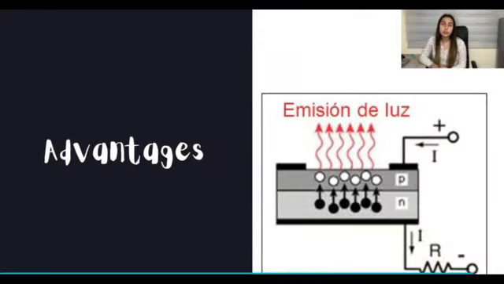Advantages. 1. Long life. 2. Low power consumption. 3. High efficiency. 4. Reduced dimensions. 5. Immediate light when switched on. 6. Higher resistance to shock or vibration. 7. Wide range of resistance to temperature variation. 8. No UV or IR radiation.